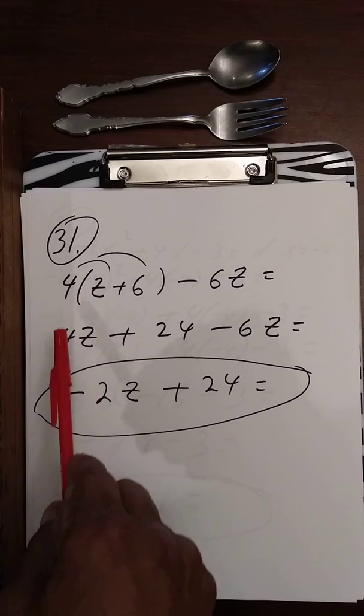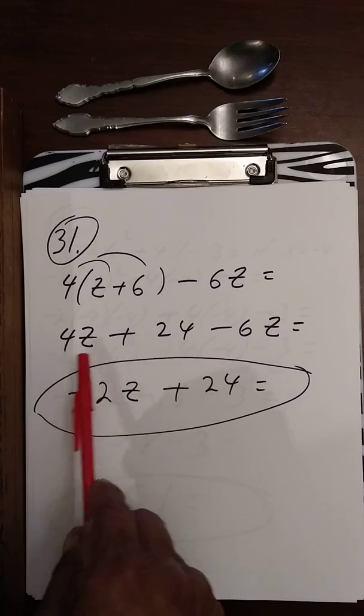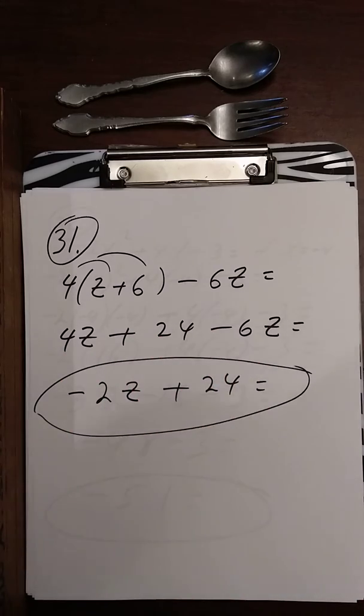4 times z, 4z, 4 times 6, 24, bring the number down. So now we have z0 and z0, put those together, it's negative 2z, and 24, bring it down.